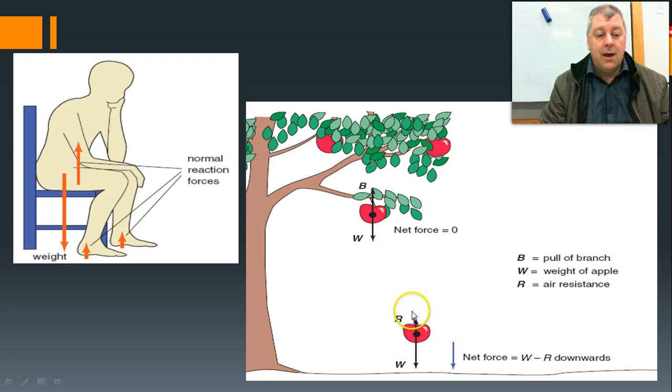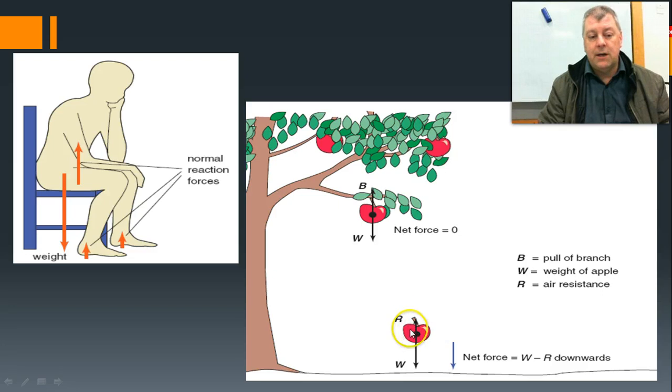In this case, the apple is falling. The weight force remains the same because it weighs the same basically, but it doesn't have a branch holding onto it, so there's no upward force for that. There's only air resistance, and air resistance we'll talk about later in more detail, but air resistance is proportional to how fast you're moving through the air. So in this case it's not moving that fast, and therefore if we add those two vectors together we get this net force, and therefore it's accelerating towards the ground.